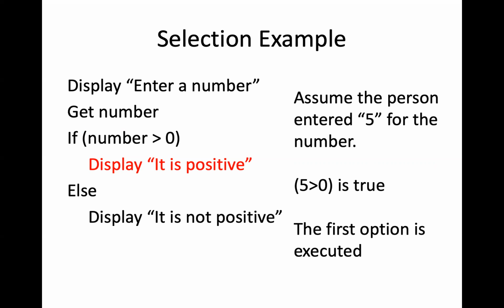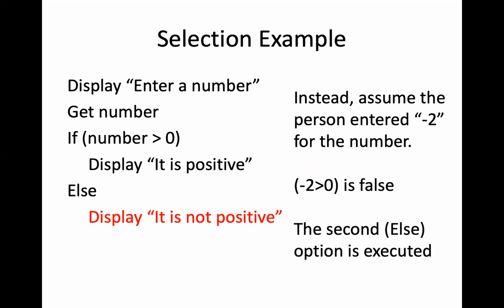So let's look at another execution of the same pseudocode program. Now instead of entering 5, the person is going to enter -2. So now the expression number greater than 0 is going to evaluate to -2 greater than 0, because -2 is what's stored in number. That evaluates to false. So we're not going to execute the then part of the selection construct, but rather we're going to execute the else part, and we're going to display "it is not positive." And again, we can see that our program has done something that is in some sense true or correct. That is to say, it has printed that -2 is not positive, which of course is true, as we all learned.